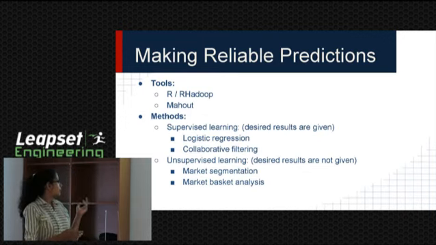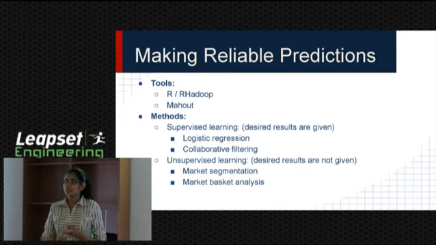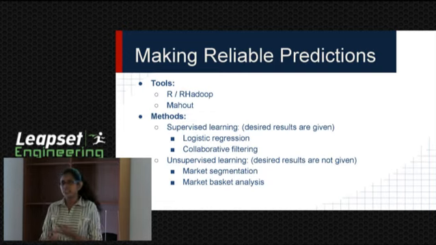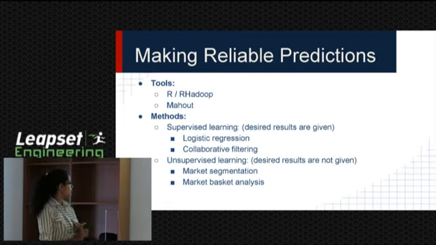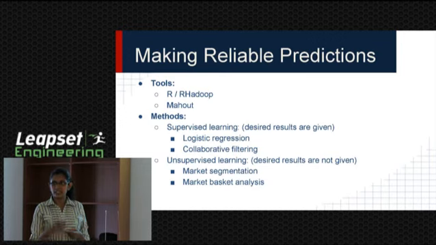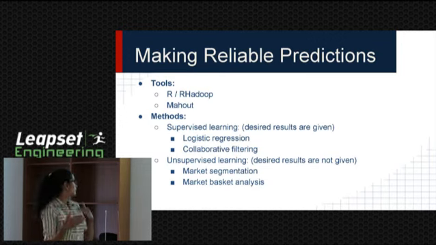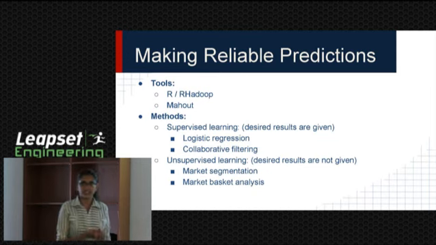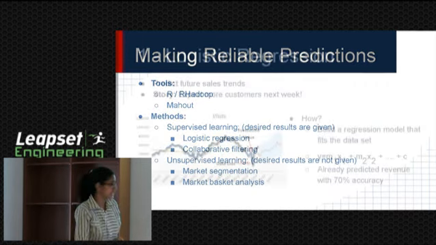So there are two methods that we use in supervised learning, logistic regression and collaborative filtering, that I will be describing later. And for unsupervised learning, we use market segmentation and market basket analysis for now. They are experimenting on this.